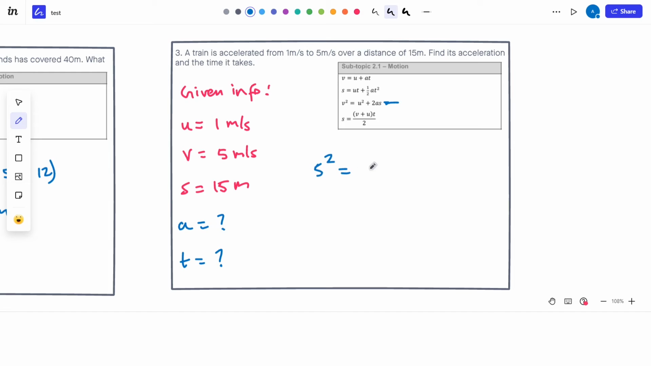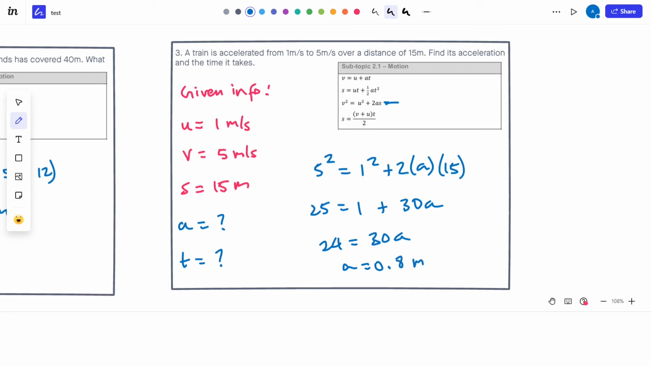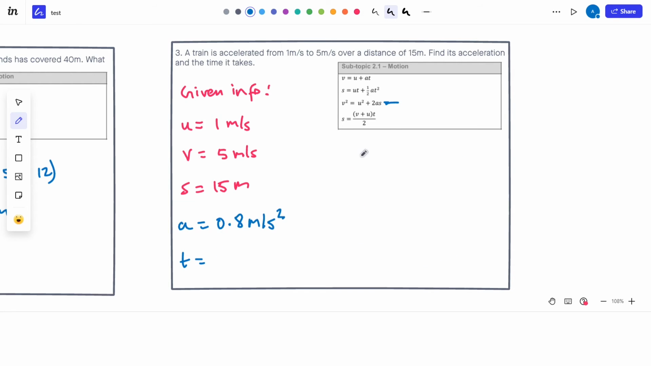5 squared equals 1 squared plus 2 times acceleration, which is what we're trying to find, times displacement or distance. So 25 equals 1 plus 30a. So we move 1 to the other side. So 24 is equal to 30a. And so we get a is equal to 24 divided by 30, which is equal to 0.8 meters per second squared. And now we're going to try to find time using the given information.